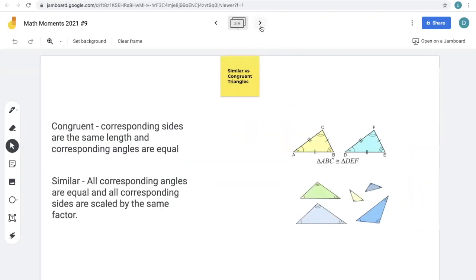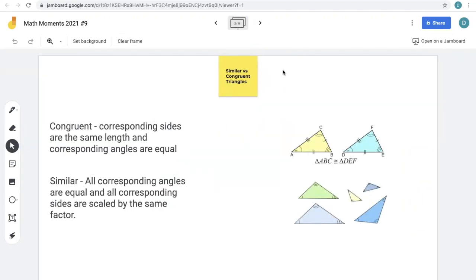And so let's get into some terminology that is important to know before we start actually proving anything, because this is definitely something that will go with proofs in geometry. The first thing I want to go over is similar versus congruent triangles. So what does it mean for triangles to be congruent? Well, the corresponding sides are the same length and the corresponding angles are equal.